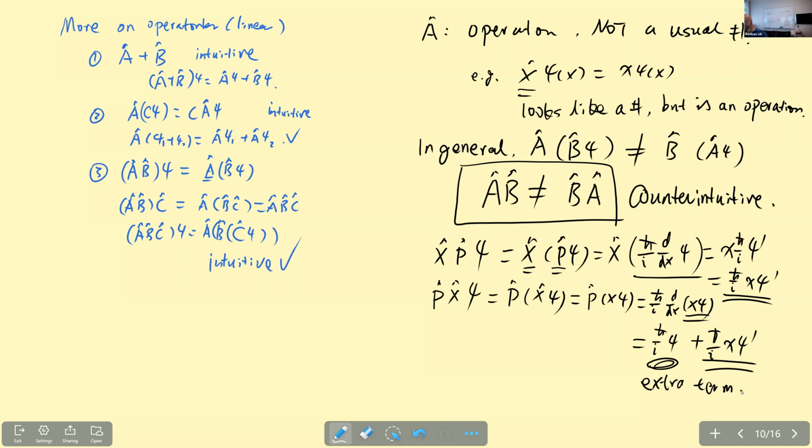So this means xp is not equal to px. If you act with these two operators in different orders on a function, you actually get different results. So this is a very important thing about operators in quantum mechanics. And this is something important.